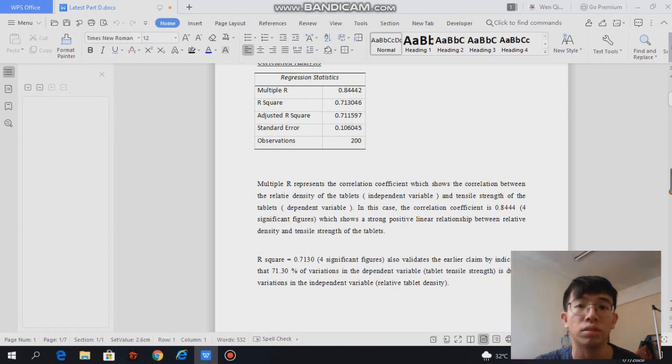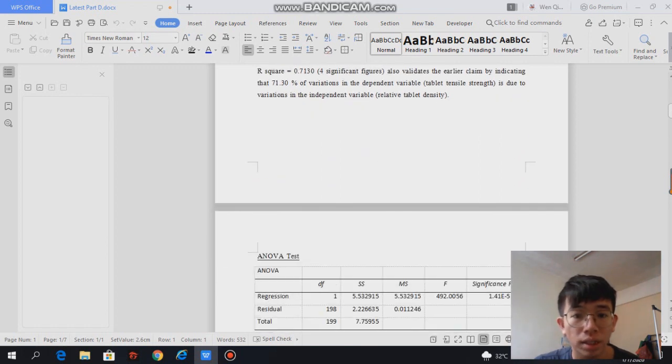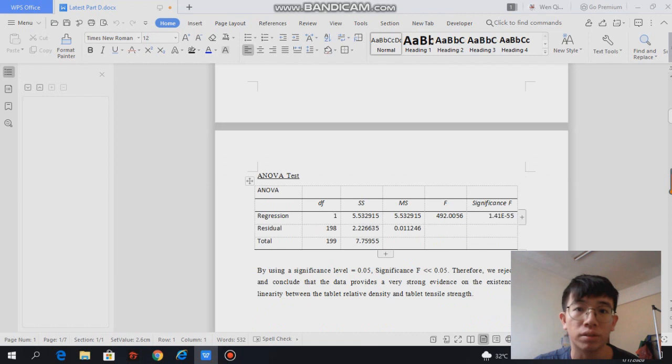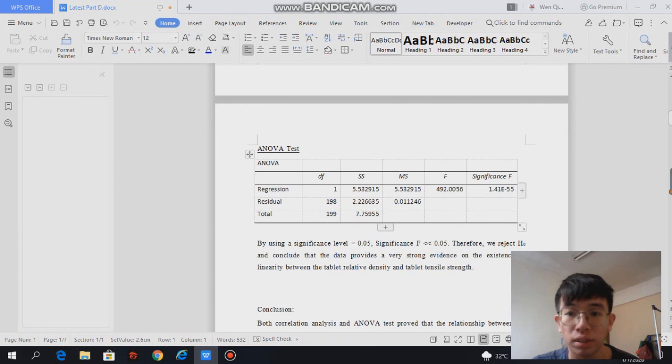Next we move on to the ANOVA test. In the ANOVA test, after we've done every calculation, the final significance F value we got is 1.41 times 10 to the power of negative 55. We then compare this with our significance level, which is 5%, as I mentioned just now. As you can see, the significance F value is lower than our significance level value. That means we have very strong evidence to say that there is a linear relationship between relative density and our tensile strength.